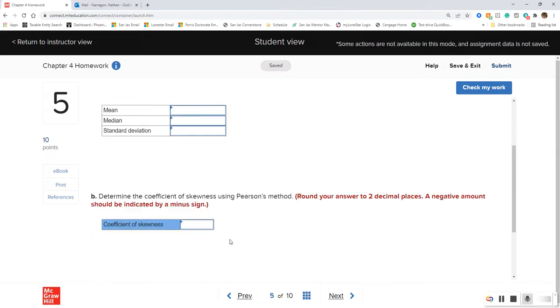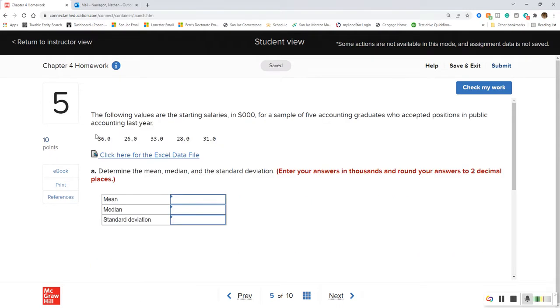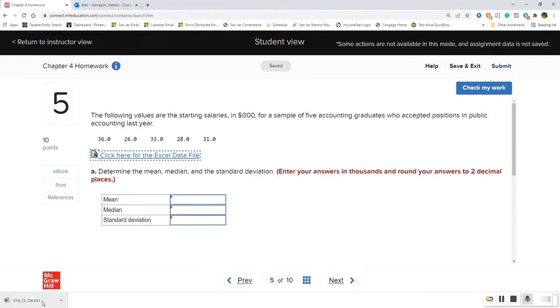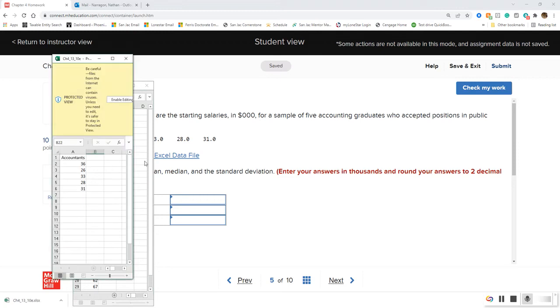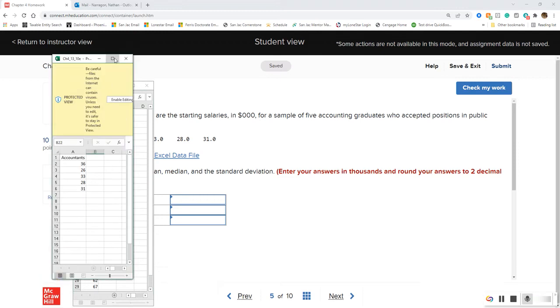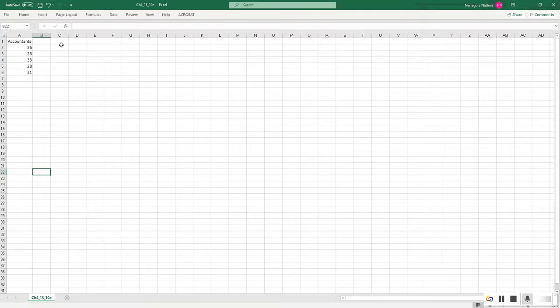One of our fun ones. So, I know we're going to love this. Even though we got a small data set, I am definitely going to use Excel. Pop up. Enable editing. Alright. So, first thing that we have to do is, again, find the average. Basically the mean.